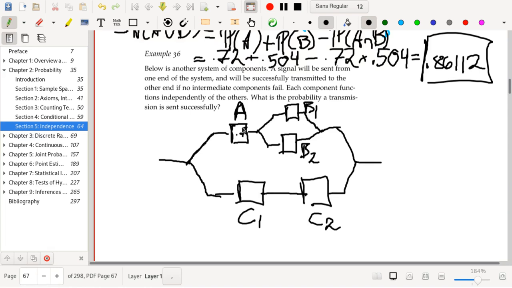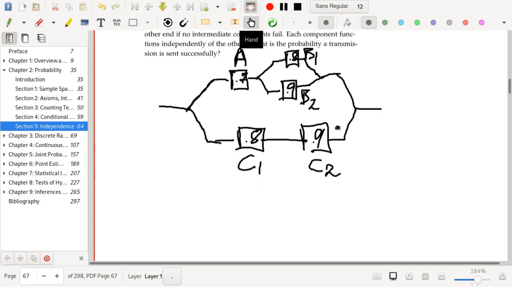So the probability of A is 0.7. The probability of B1 is 0.8. The probability of B2 is 0.9. The probability of C1 is 0.8, and the probability of C2 is 0.9. And again, we're assuming that all of these components are mutually independent of each other.